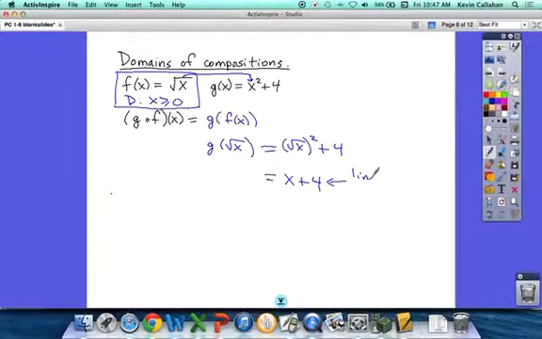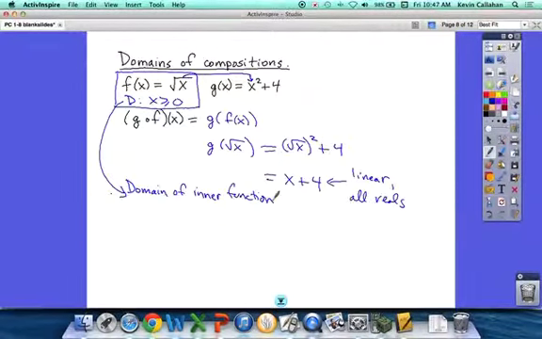linear, which would make it appear like it's all reals for the domain. But this domain of inner function is the domain of the composition.